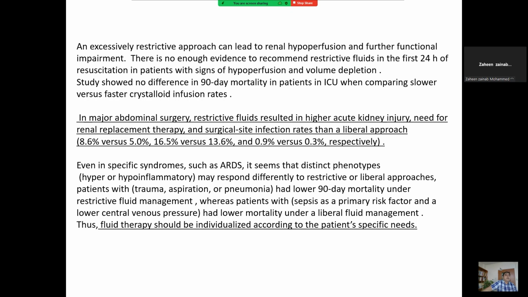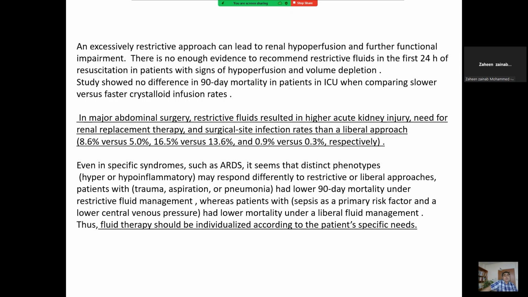Studies showed no difference in 90-day mortality in patients in ICU when comparing slower versus faster crystalloid infusion rate. In major abdominal surgery, restrictive fluid resulted in a higher acute kidney injury, need for renal replacement therapy, and surgical site infection rate than a liberal approach. It's 8.6% versus 5%, 16.5% versus 13.6%, and 0.9% versus 0.3% respectively.